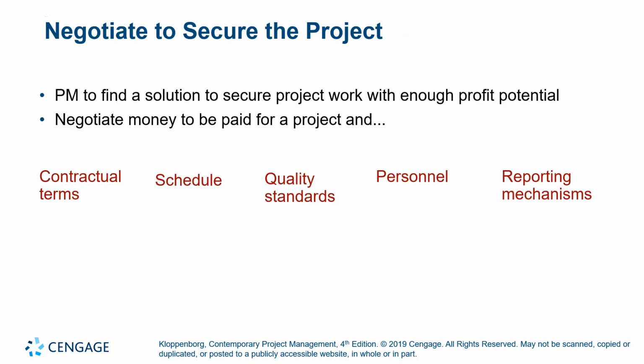Finally, we have what's called negotiate to secure the project. The PM must find a solution to secure the project work with enough profit potential. We have to negotiate the monies to be paid for a project, and we have to deal with contractual terms. You have to deal with schedule, quality standards, personnel, and reporting mechanisms.